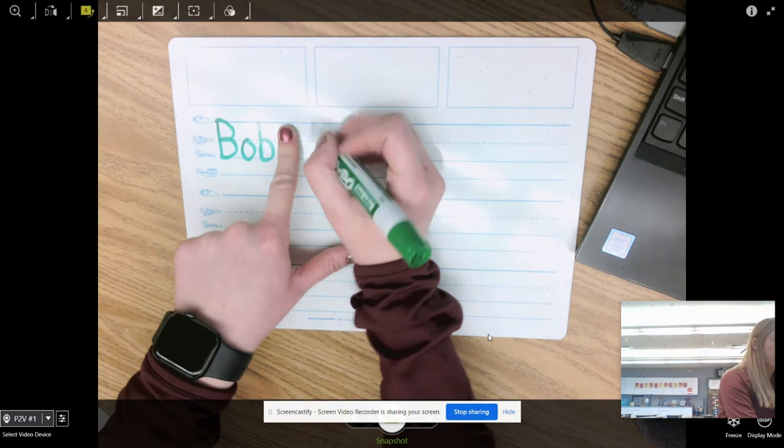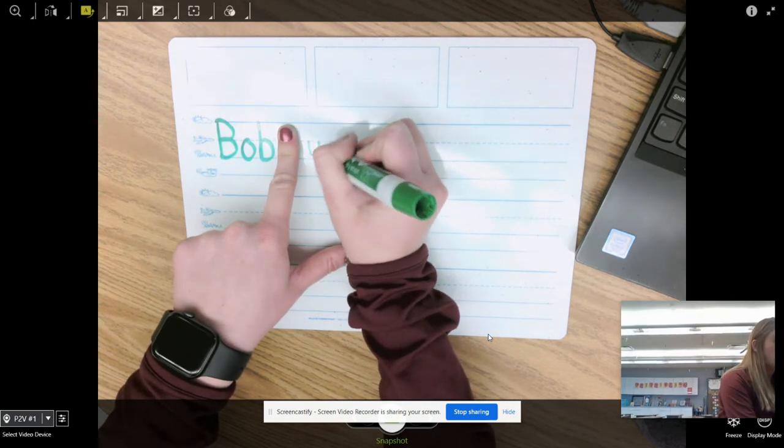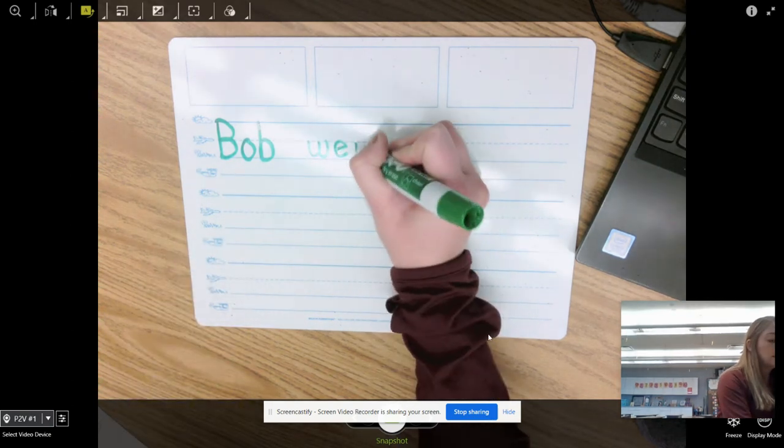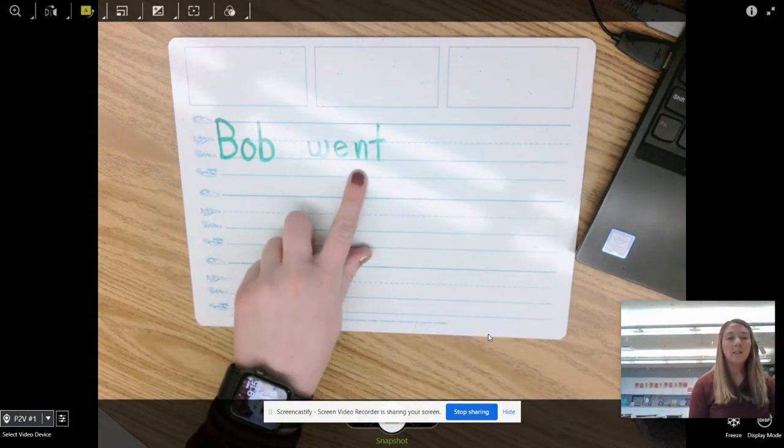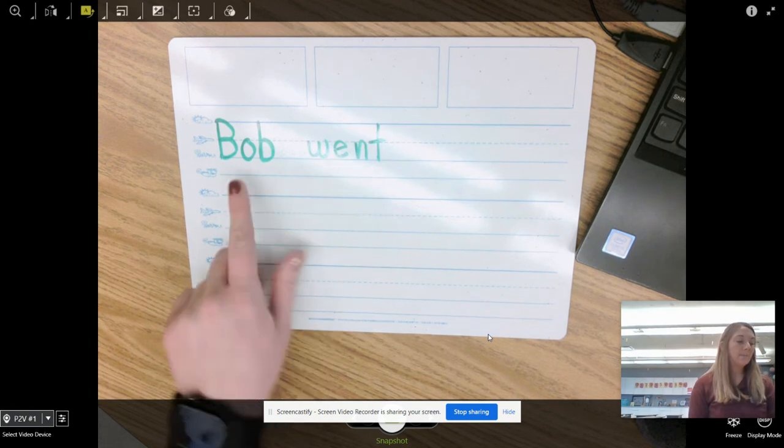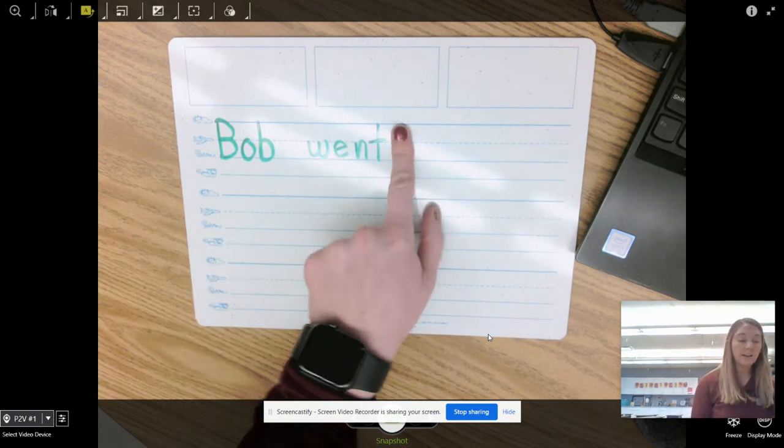Went. I'm going to tap this one out. W, E, N, T. Went. 4 taps. W, E, N, T. Went. Bob went, finger space, over.